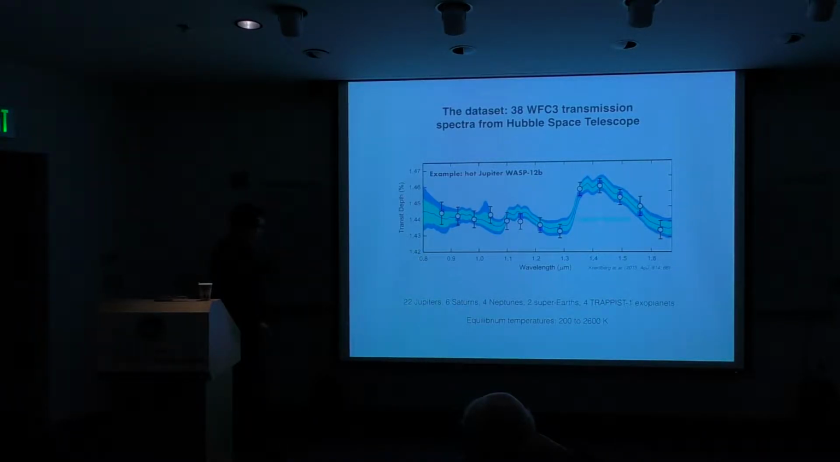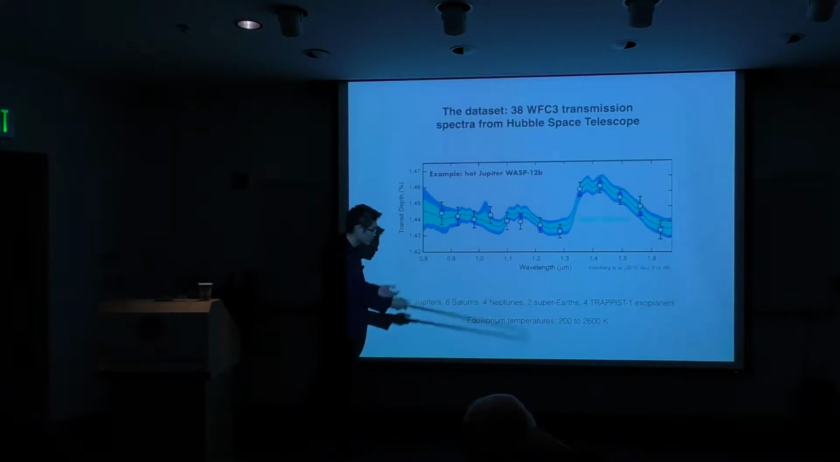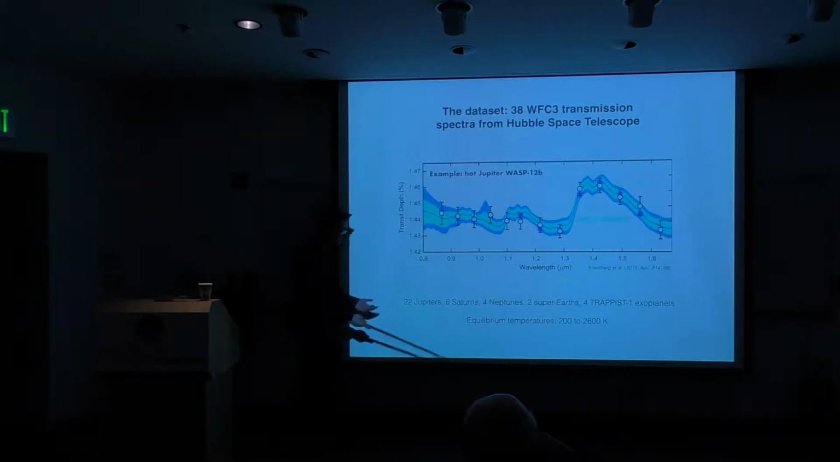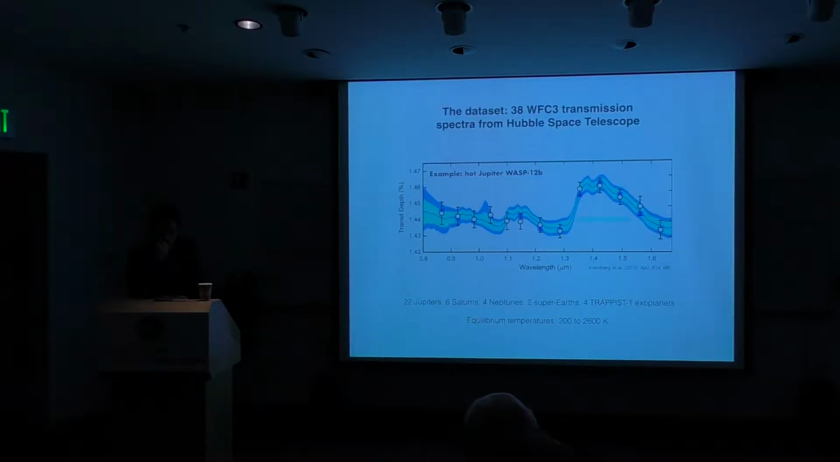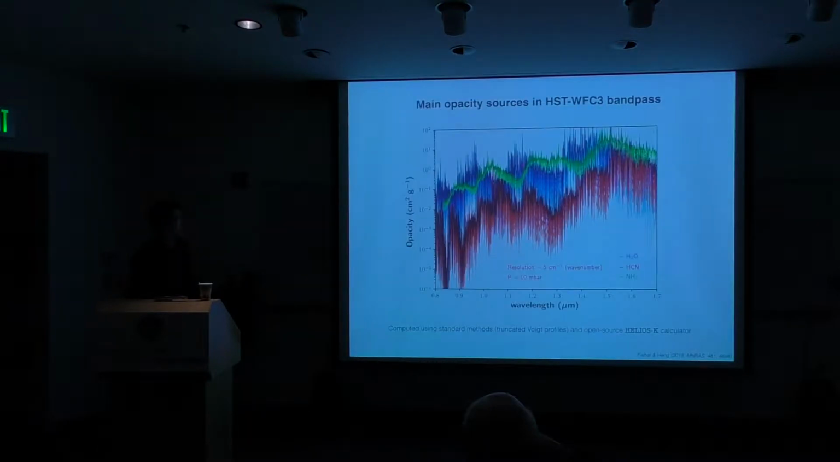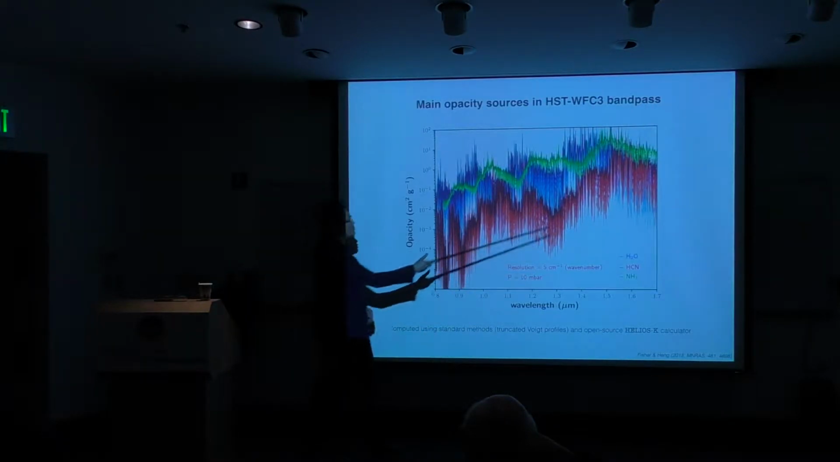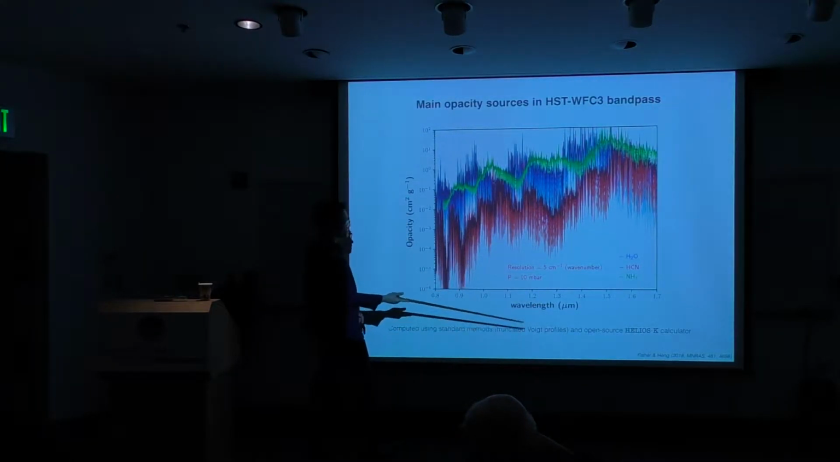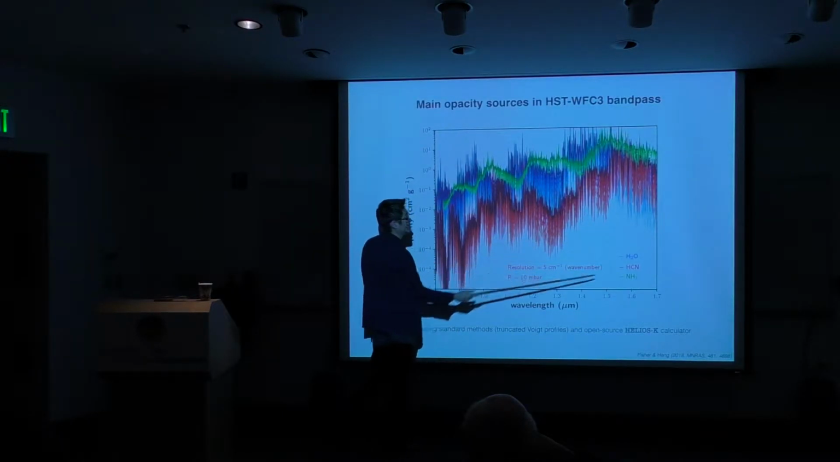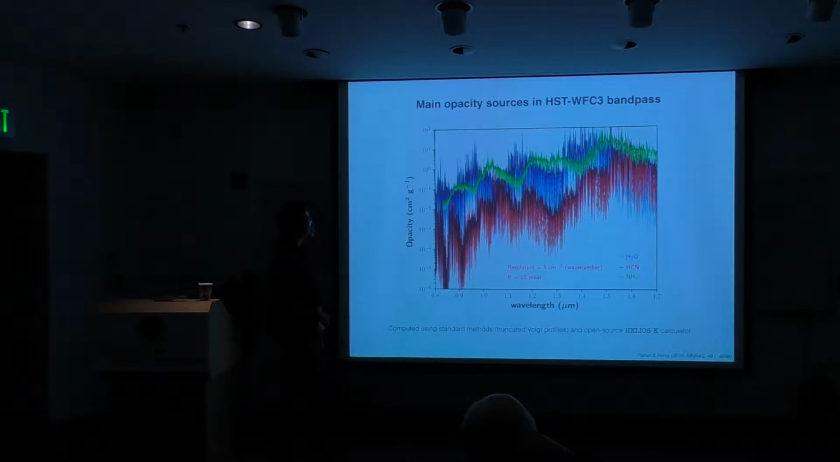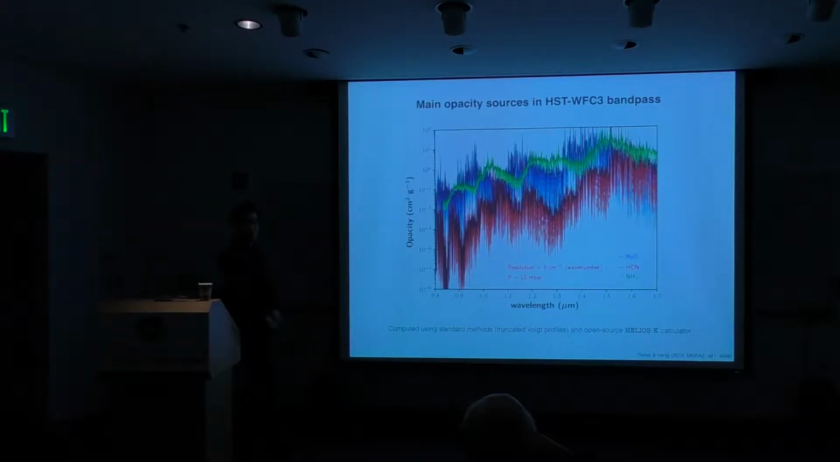And we have moved a little bit beyond just hot Jupiters. So we have 22 Jupiters, 6 Saturns, 4 Neptunes, 2 super-Earths, and 4 TRAPPIST-1 exoplanets with a rather not so narrow range of equilibrium temperatures. One of the essential ingredients in doing this interpretation are the opacities or the cross-sections, the cross-section per unit mass. And this gives you a zeroth order idea of where the absorption features are. So these are the absorption features of water in blue, hydrogen cyanide, and ammonia. But it's really hard to get an intuition for this just by staring at the cross-sections, right?